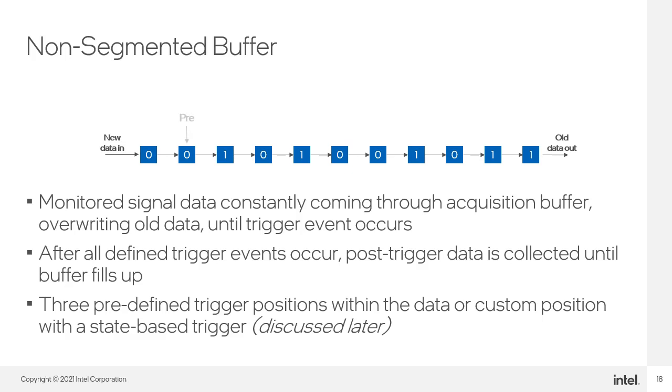Setting a pre-trigger position stores more pre-trigger data that was already in the buffer before the trigger occurred, and less post-trigger data. The center trigger position stores an equal amount of pre- and post-trigger data, while a post-trigger position stores more data from after the trigger occurred than before.